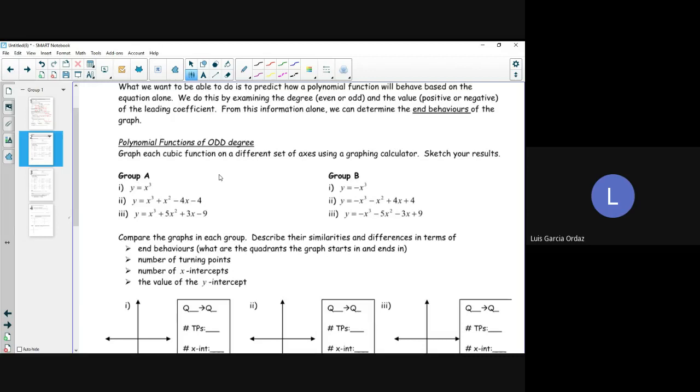So we're going to take a look at what happens to those graphs when we have A as a positive leading coefficient and A as a negative leading coefficient. So we want to determine the end behaviors, the number of turning points, the number of x-intercepts, the value of the y-intercept, and from what quadrant it starts and what quadrant it ends off in.